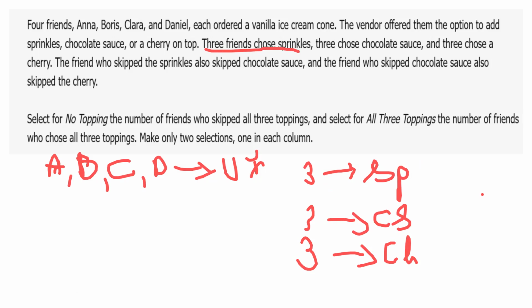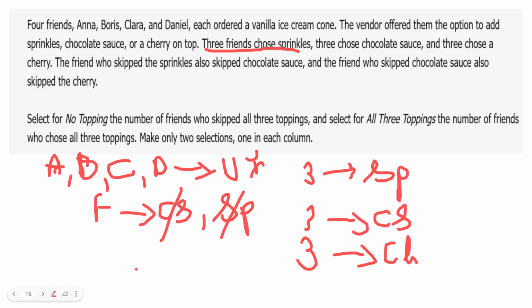Now, let us come to the next statement. The friend who skipped sprinkles also skipped chocolate sauce. So there was one friend who skipped chocolate sauce and sprinkles. And the friend who skipped chocolate sauce also skipped cherry. There was a friend who skipped chocolate sauce, who also skipped the cherry.